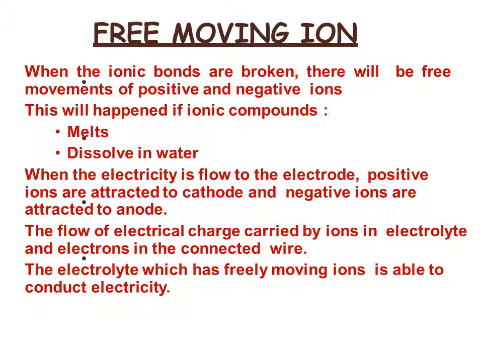Then we have, when the electricity flows to the electrodes, positive ions are attracted to the cathode and negative ions are attracted to the anode. That means it has an opposite attraction. That means positive ions are attracted to the cathode and negative ions are attracted to the anode. So anode and cathode are other terminologies. Okay, so the flow of electrical charge is carried by ions in the electrolyte and electrons in the connected wire.